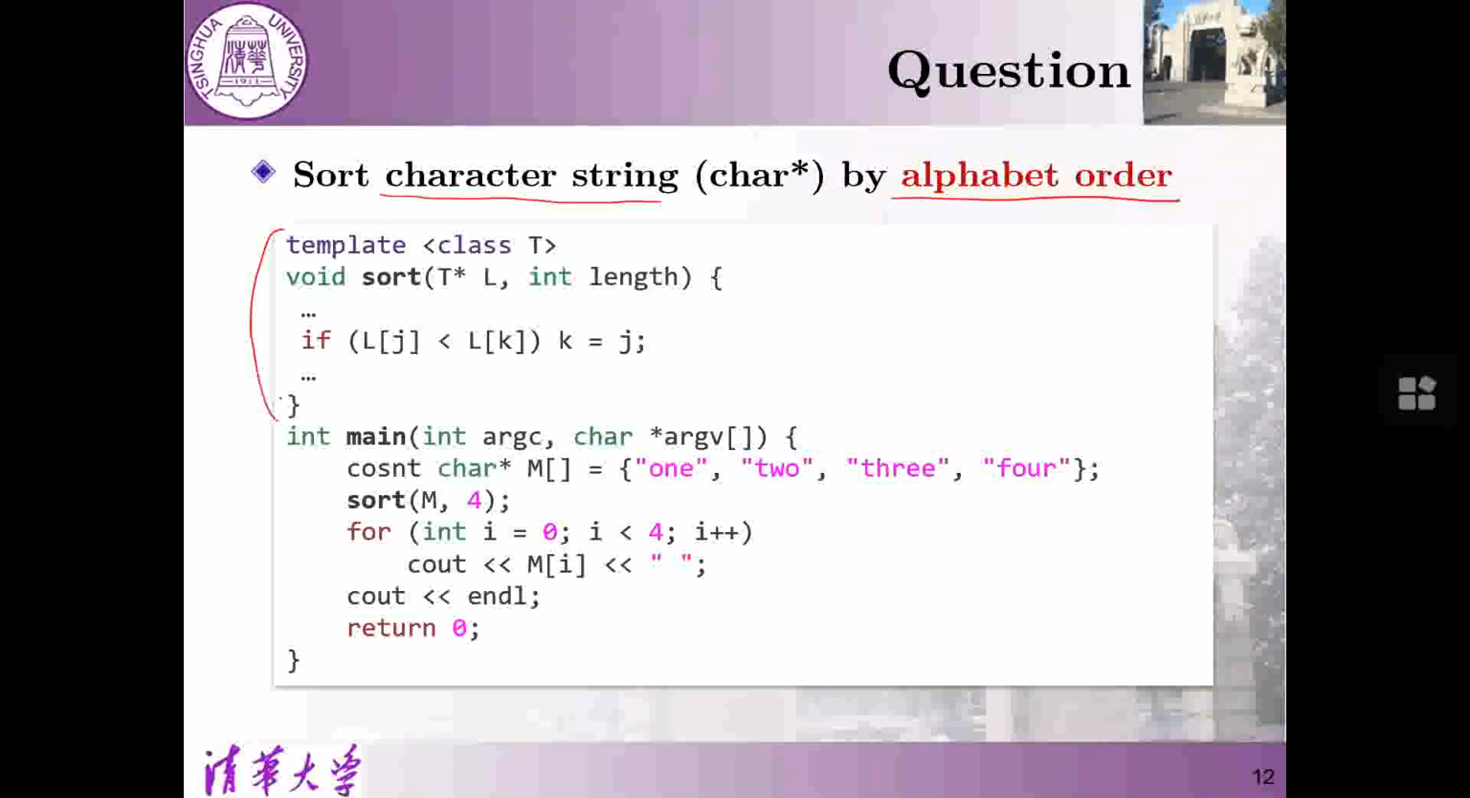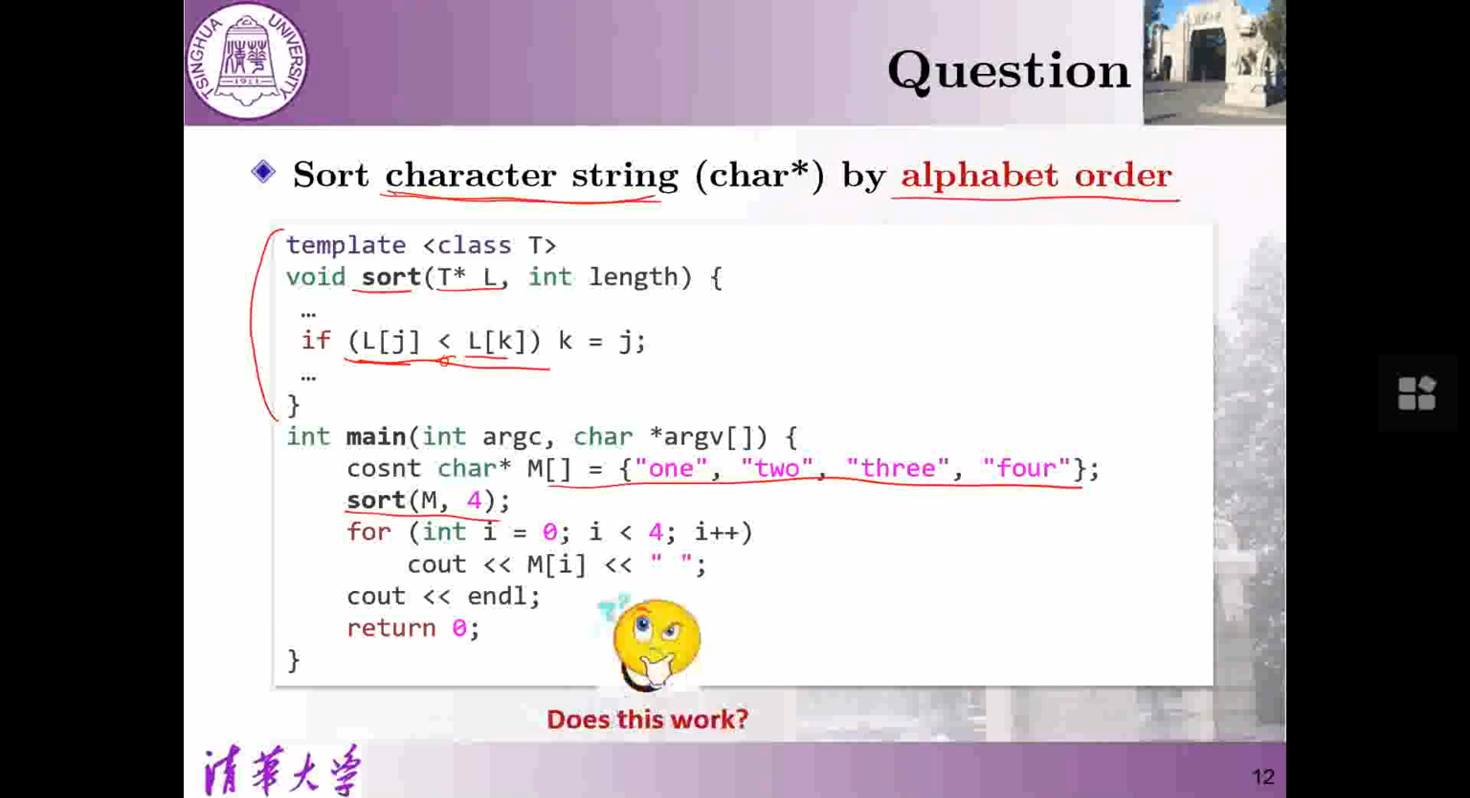If our function template for sort is like this, we want to compare two elements in the array. Now the elements are character strings. Does this comparison work or not? This is the question. Actually, for this character string array, if we want to sort them by this function template, it does not work. So this is the result.